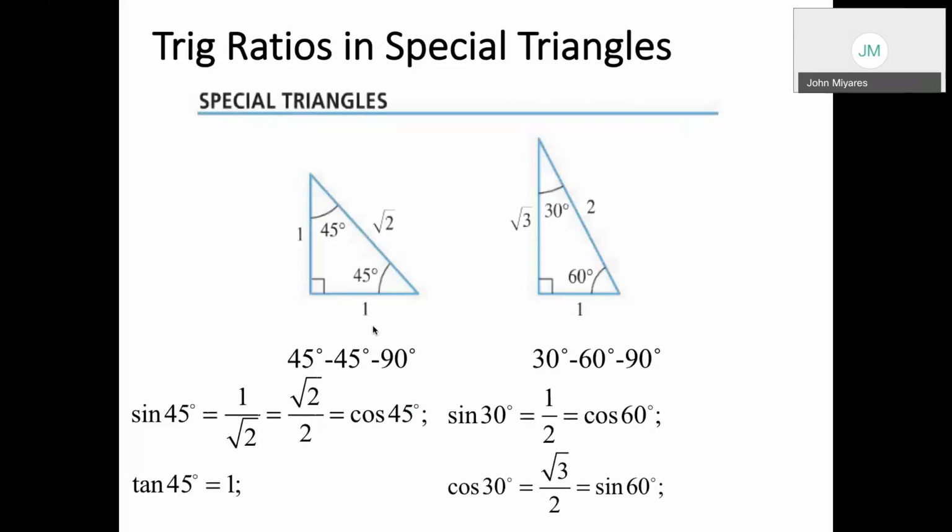The tangent of 30 degrees, opposite over adjacent, will look like 1 over the square root of 3, which rationalizes to the square root of 3 over 3. And the tangent of 60 degrees will equal the square root of 3 over 1.